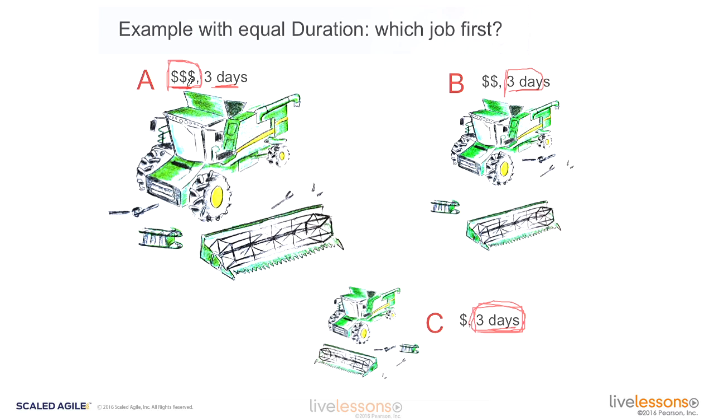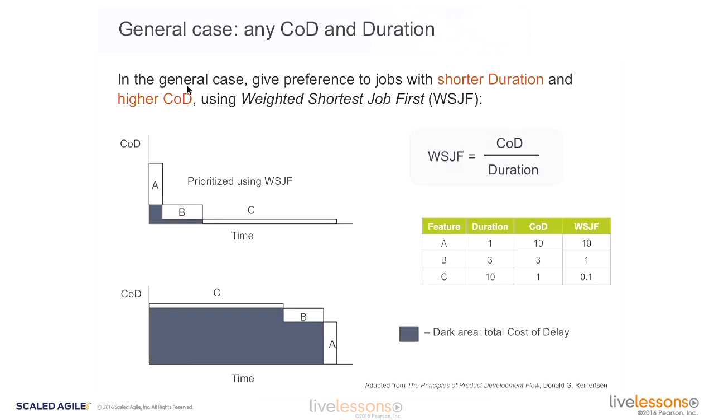There are going to be combines of all shapes and sizes, and what's more, we're not making combines, we're using features instead. So what did Reinertson teach us? He taught us that we want to give preference to the jobs that can be done most quickly and have the highest cost of delay. The formulation for that is weighted shortest job first. We're picking the shortest job, but weighting it based upon its job size.